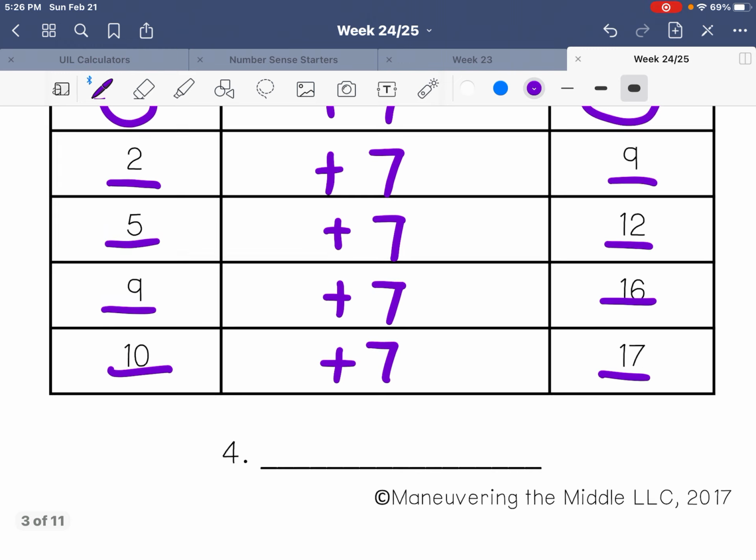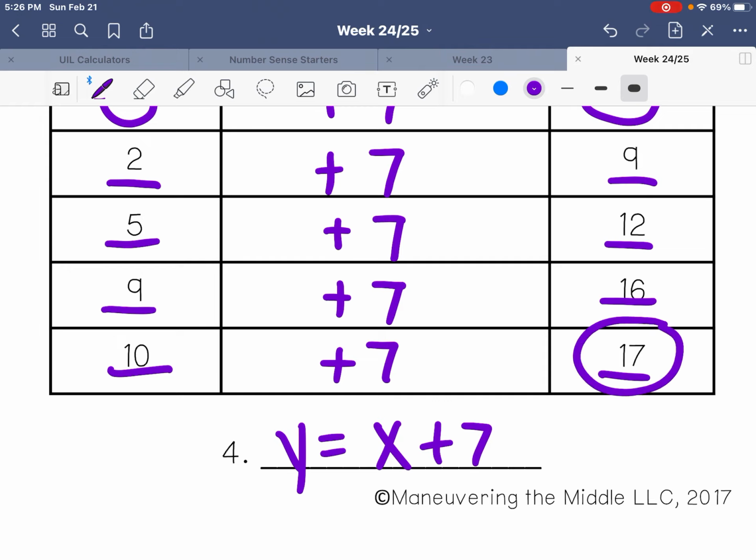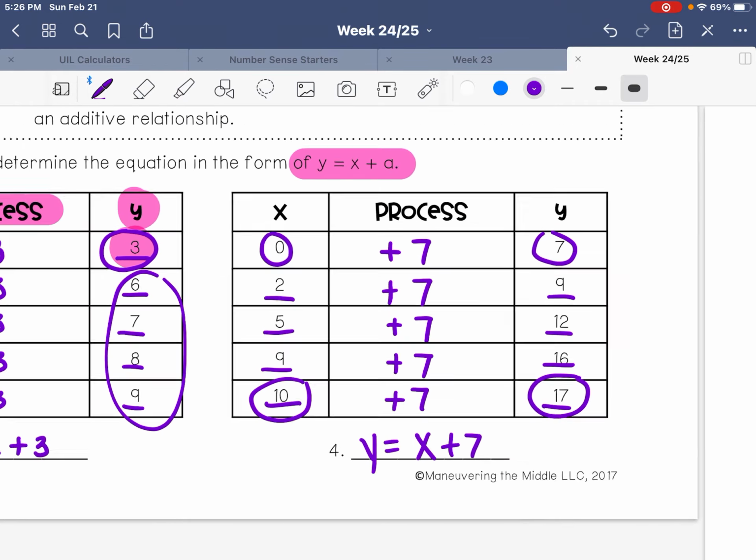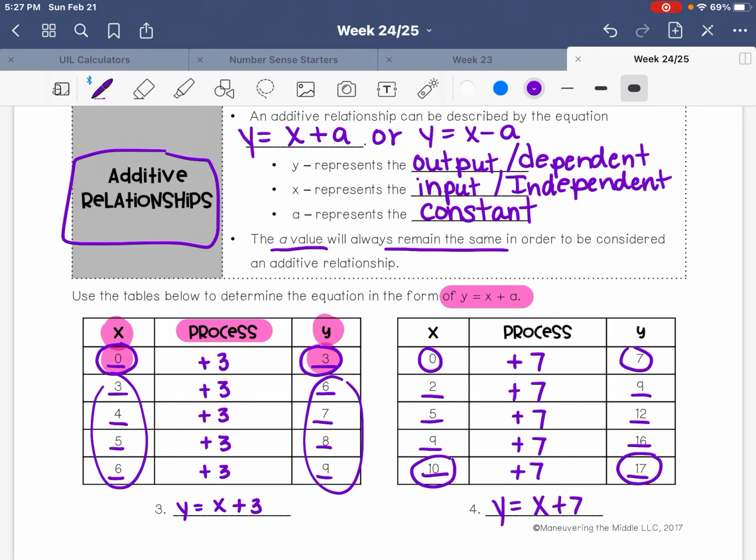So the equation is Y equals X plus 7, because every time you have a Y, it's 7 more than the X that corresponds to it. All right, so that's how you write an additive equation.